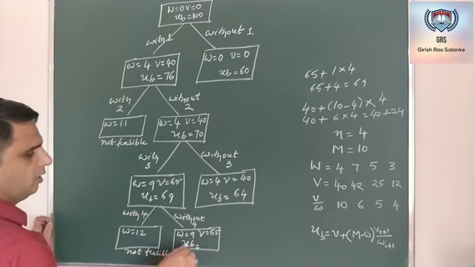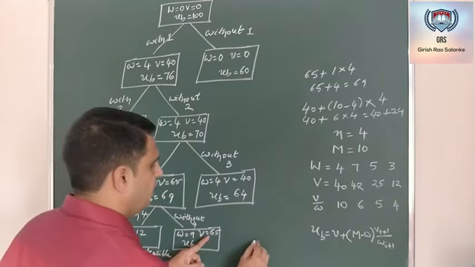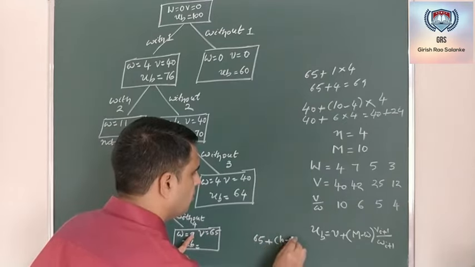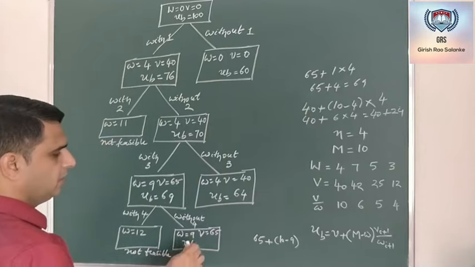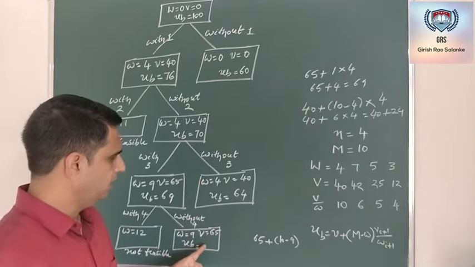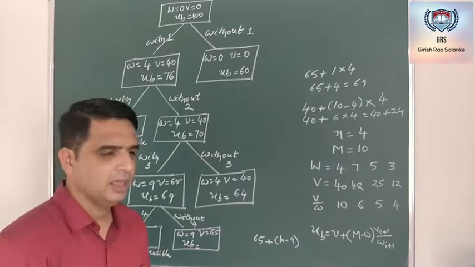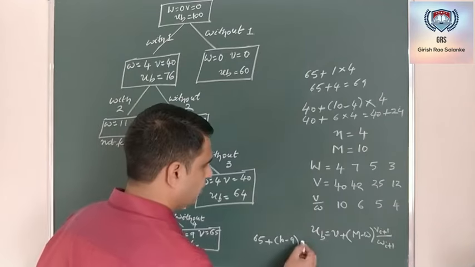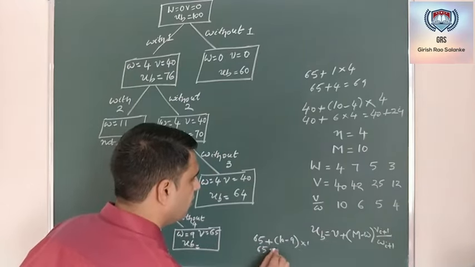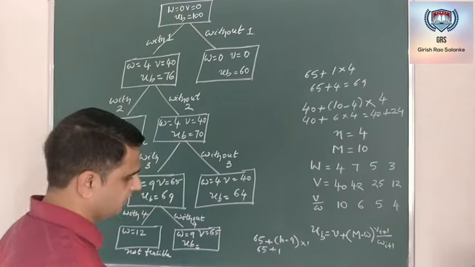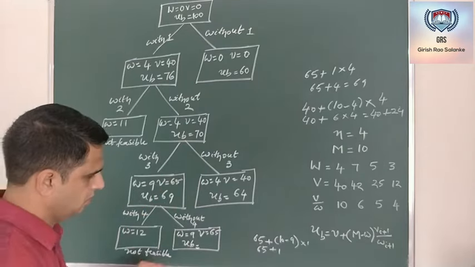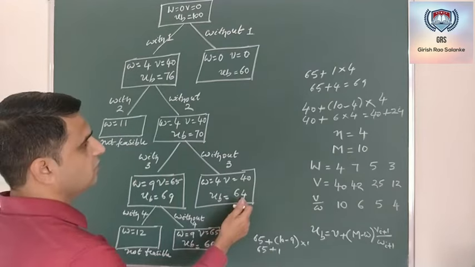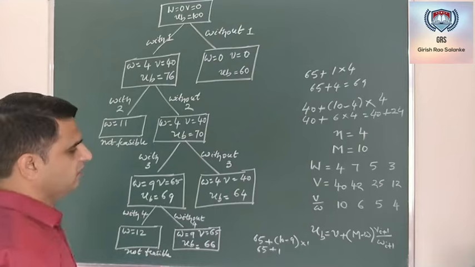Now what is my upper bound? I need to calculate. This is V is 65. 65 plus (10 minus 9) into the profit by weight of the next object. If you see here, this is already the fourth one. Next object, I don't have any object, so it is 1. So this is 65 plus 1 is 66. Upper bound is 66.